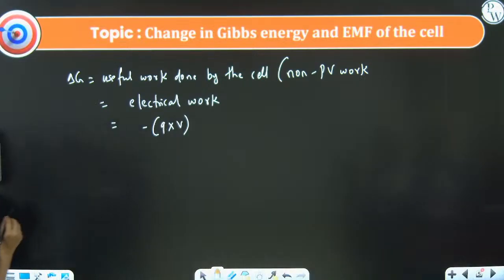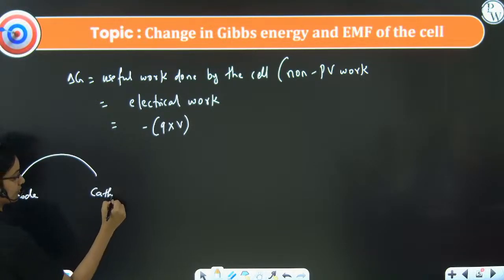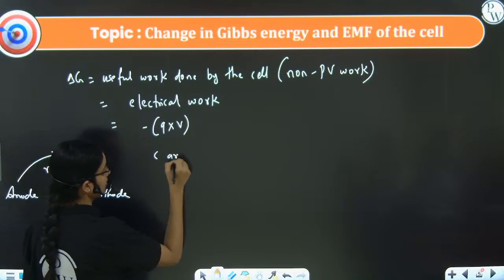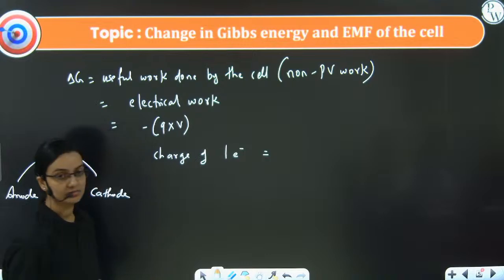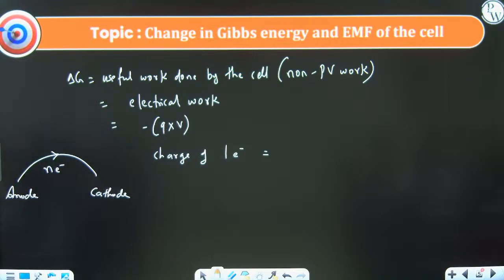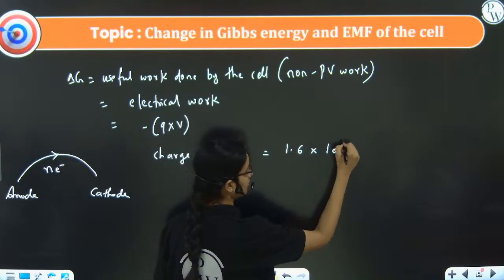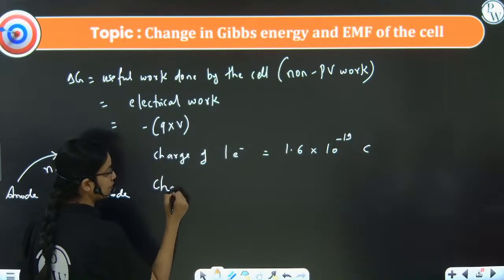Okay. Now listen here, stop writing. Everyone listen here. Suppose we are transferring electrons from anode to cathode. You are transferring n mole of electrons. Tell me what is the charge of one electron? Charge of one electron is 1.6 into 10 to the power minus 19 coulombs.